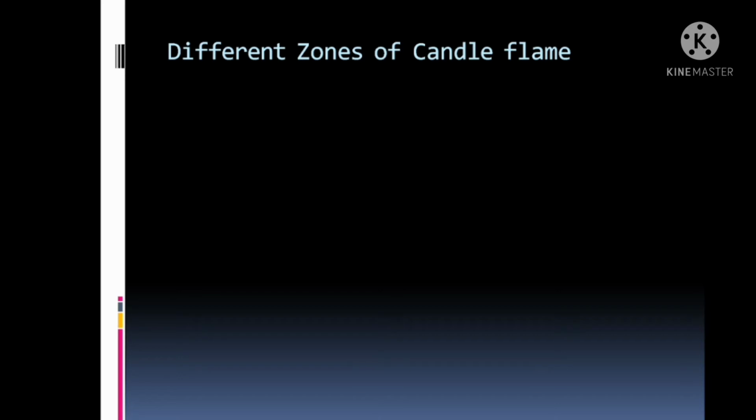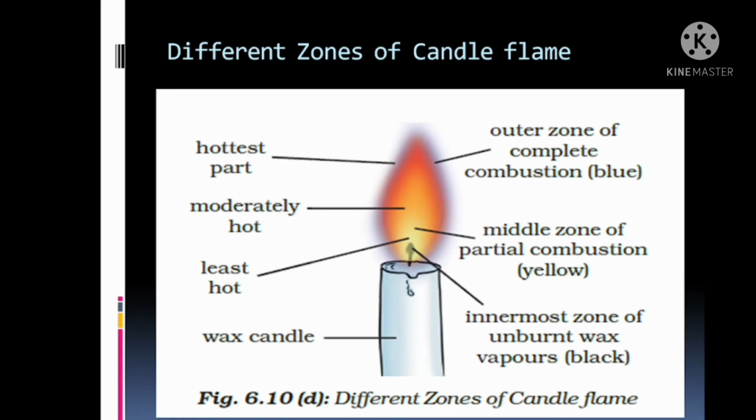Here we'll see different zones of a candle flame. As I told you earlier, what are the parts and how hot are the different parts of the flame. As you see, we'll start with the wax candle in this diagram. So this is the innermost zone of the unburned wax, that is vaporous black. The black basically comes out from this area. Clear? Then the area nearby the hot wax is the least hot.